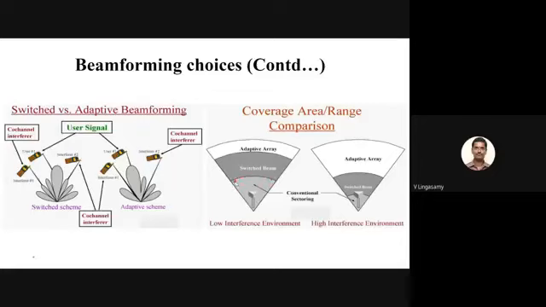So we cannot emit the power beyond a certain range because it will affect the other cells. That's why we have a limited coverage for the conventional sectors. In switched beam we are somewhat enhancing the coverage range, and in adaptive array we are enhancing it even further.